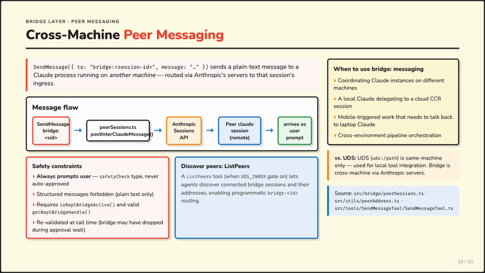Bridge messaging lets one Claude talk to a Claude running on a completely different machine. Use send message with bridge: followed by the session ID. The message routes via Anthropic servers to the peer session's ingress, where it arrives as a user prompt on the receiving Claude. This is strictly plain text. Structured messages can't travel cross-machine. Critically, every bridge message requires explicit user permission. It's a safety check, not a permission mode check, meaning it can never be auto-approved even in bypass mode. This prevents cross-machine prompt injection.